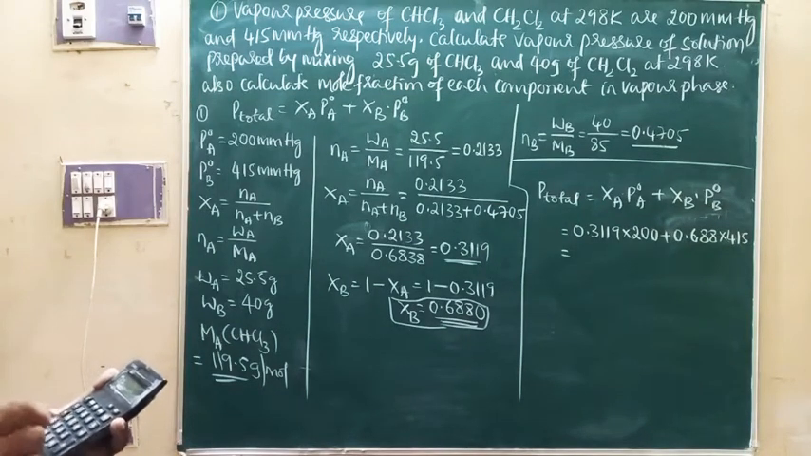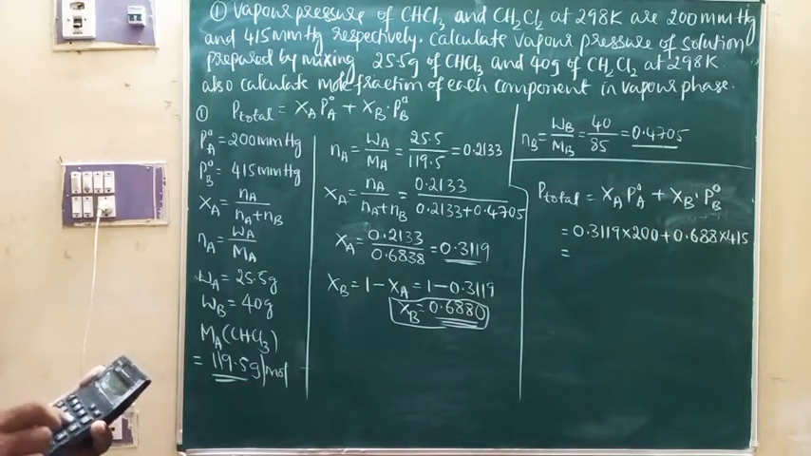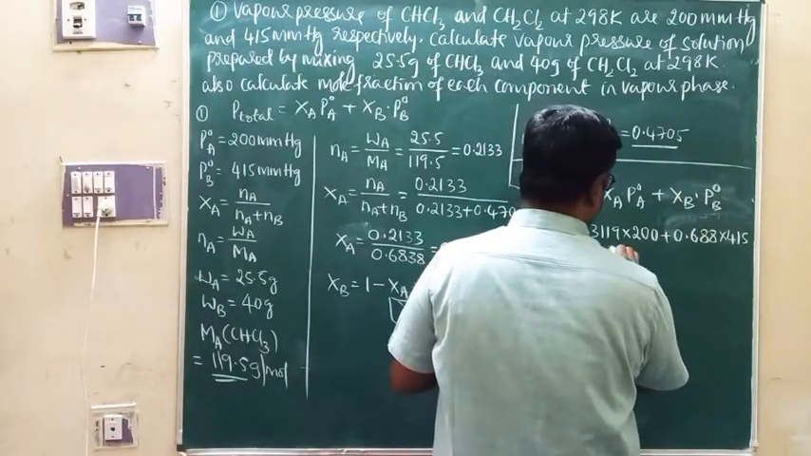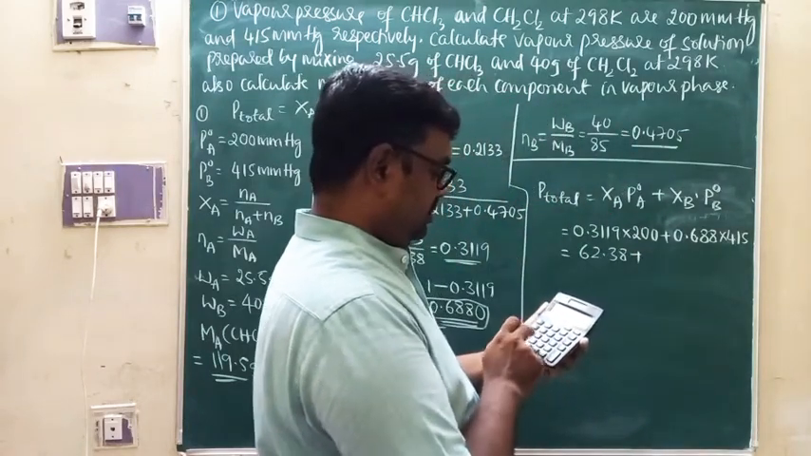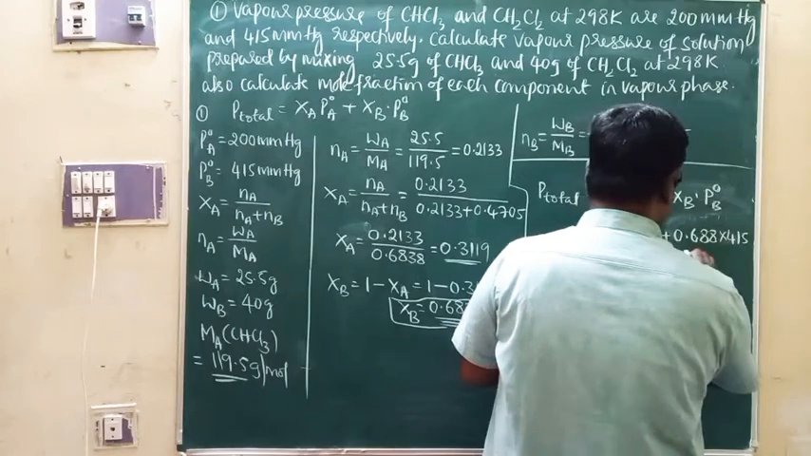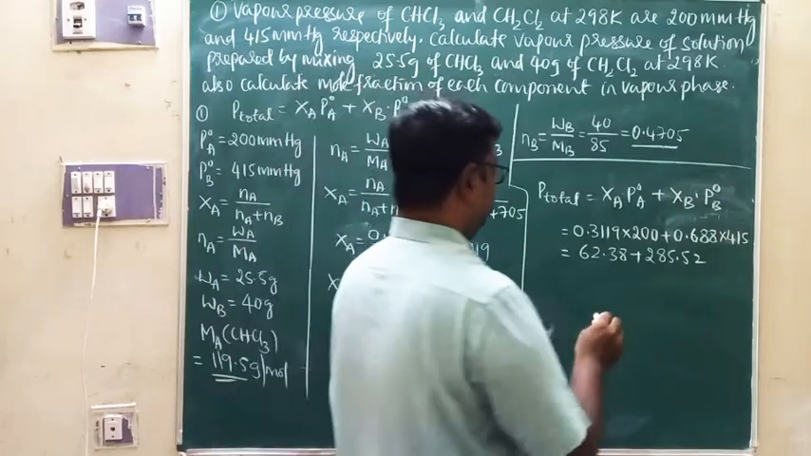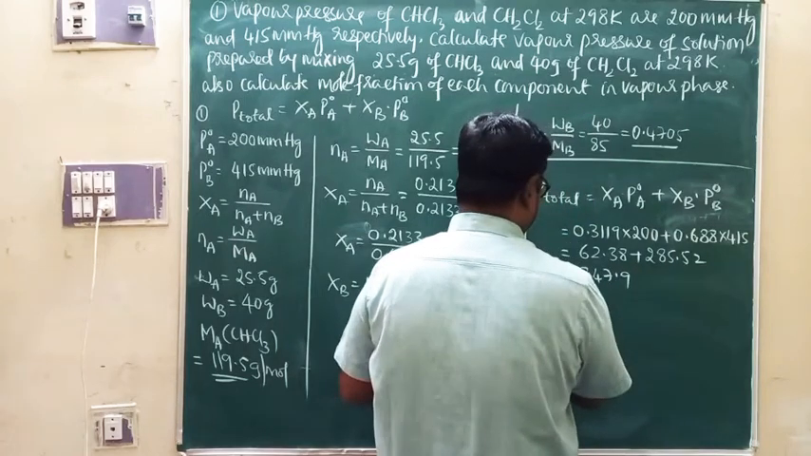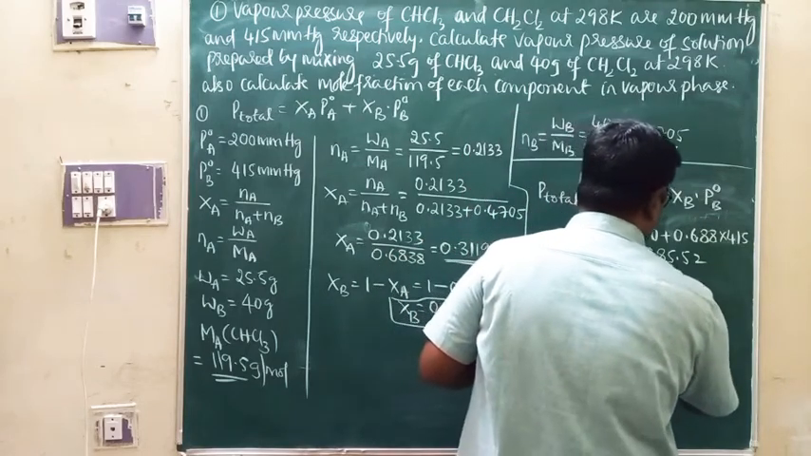0.3119 into 200 comes out to be 62.38, plus 0.688 into 415 comes out to be 285.52. Adding 62.38 gives 347.9, and that is the vapor pressure of the solution, in terms of millimeters of mercury.